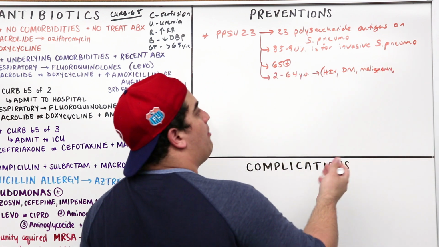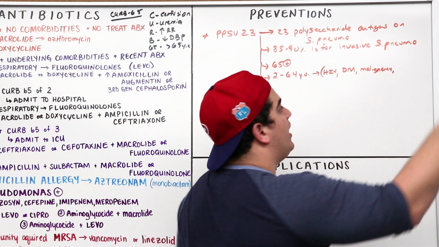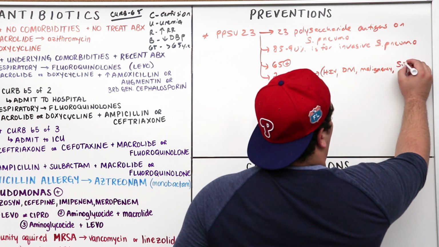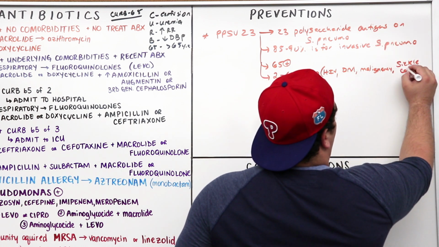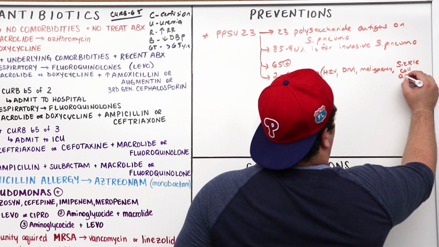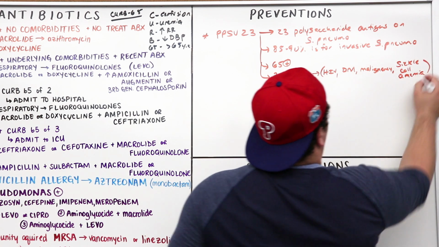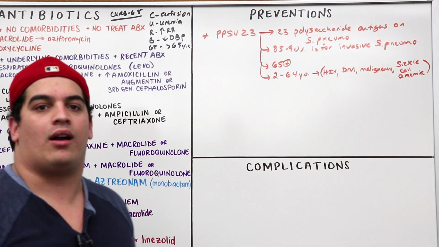Or, not just that, but they could even have some type of hemolytic disorder. Sickle cell anemia is another one. Sickle cell anemia, or sickle cell disease, right? These are some situations that you want to be aware of.